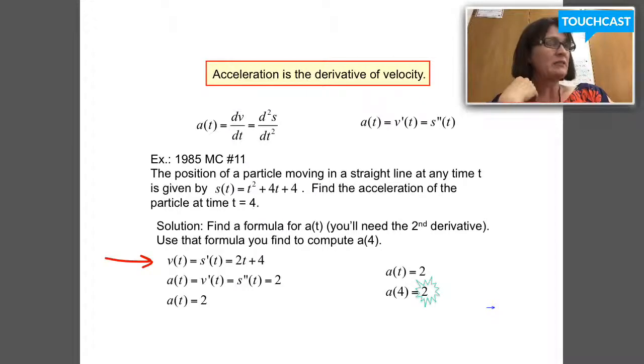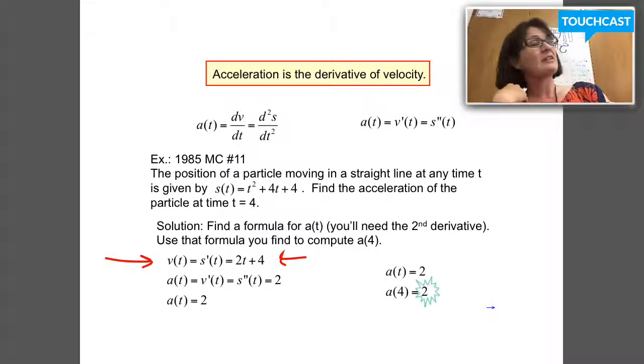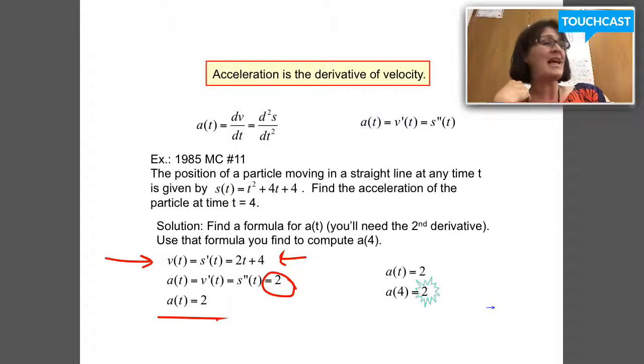I have position, that's the s function. I'll start by finding velocity, which is the derivative of position. I think you guys are experts at finding derivatives of polynomials now. Here's my velocity function. To find acceleration, I'm going to take the derivative of velocity. So I get 2. So a of t is 2. This is interesting. It means that a of t is a constant. That means no matter what time t I use, the acceleration is always the same. The acceleration is 2. So to answer their question, the acceleration at time 4 is 2.